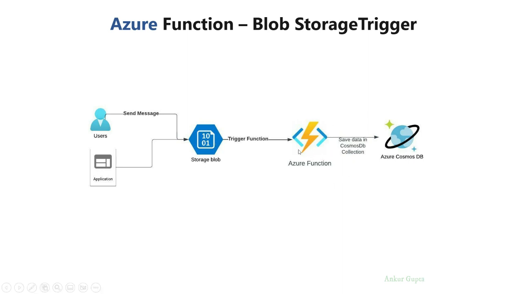Once the function is triggered, our function will get this blob storage file as input parameter from input binding, and then we are going to save the input message to a Cosmos DB collection. So let's go ahead and create this function.